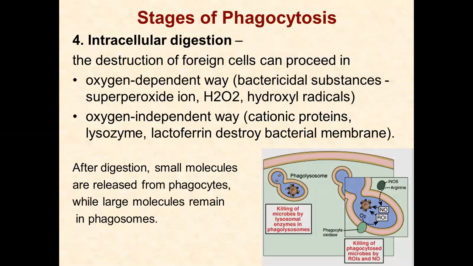The fourth step is the intracellular digestion. The digestion of the foreign cell can proceed in two ways: oxygen dependent, with participation of bactericidal substances like superoxide ion, hydrogen peroxide, hydroxyl radicals, and the oxygen independent way, when cationic proteins, lysozyme, and lactoferrin destroy the bacterial membrane. And after digestion, small molecules are released from phagocytes, but large molecules can remain inside phagosomes.